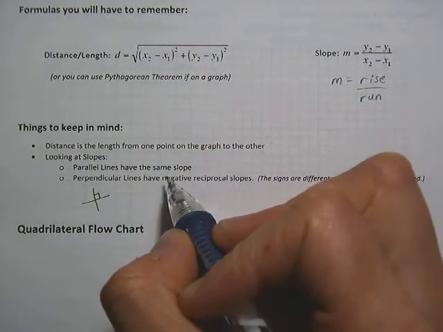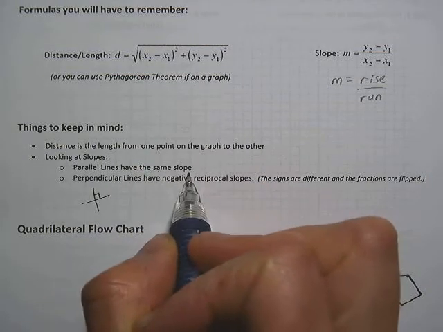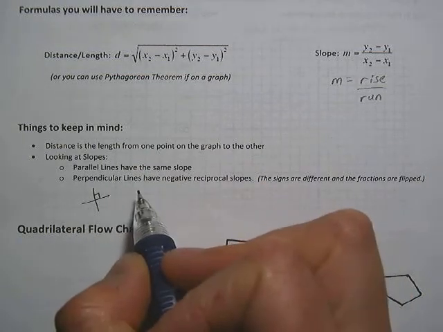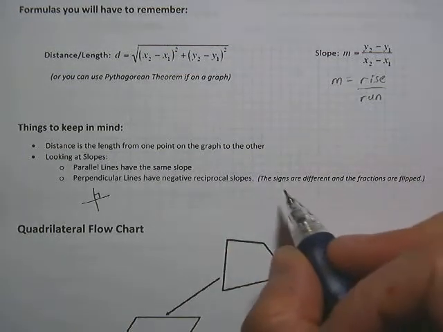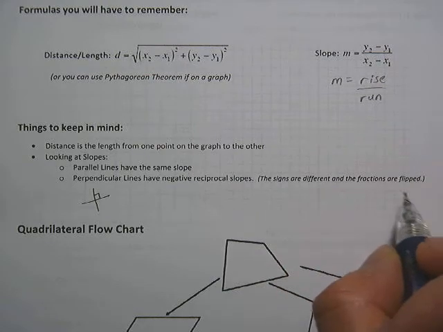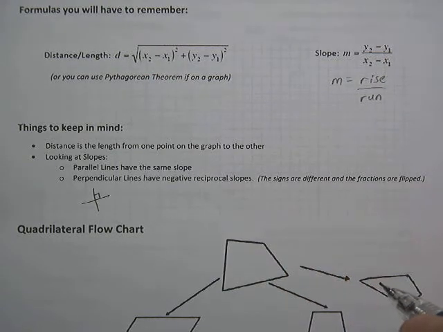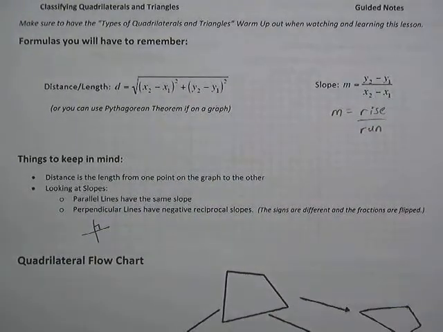Some things to remember with that are that parallel lines have the same slope, and perpendicular lines have what are called negative reciprocal slopes. That means that the signs are different from each other, and then the fractions are flipped, okay? So you've got to make sure that you're good with all of this before you move on, all right?